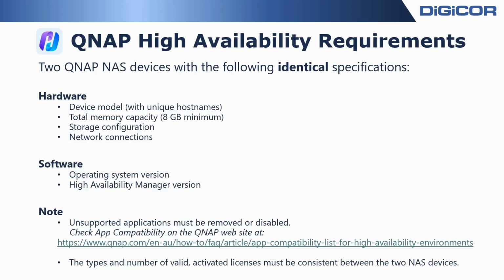In order to take advantage of the QNAP High Availability feature, we need to look at what the requirements are. As just mentioned, you'll need two QNAP NAS devices, and these NAS devices need to have the following identical specifications. The two QNAP NAS devices need to be identical device models. However, when configuring them, they do need to have unique host names. The total memory capacity on each QNAP NAS device needs to be the same, and the High Availability Manager requires at least 8 GB on each NAS.